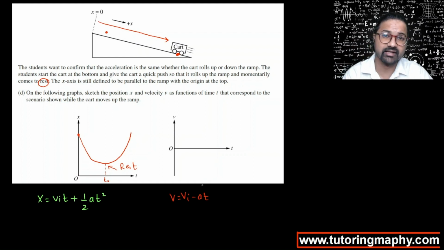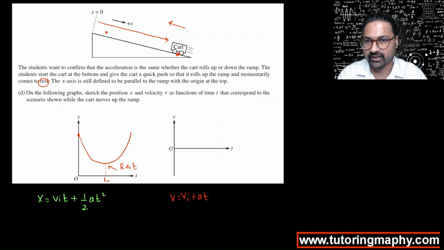That's going to be a straight line, and its initial sign is going to be, sorry, this should be plus at. Its initial sign is going to be negative. Why? Because the velocity is initially pointing towards the minus x-axis, and also it momentarily comes to rest at t naught. So we have to make sure that it was negative initially.